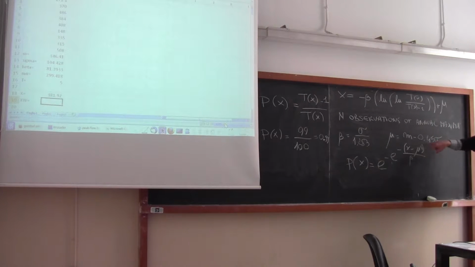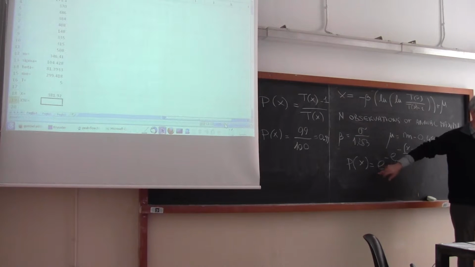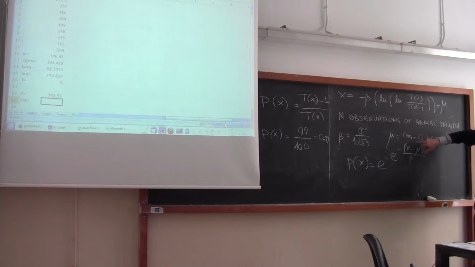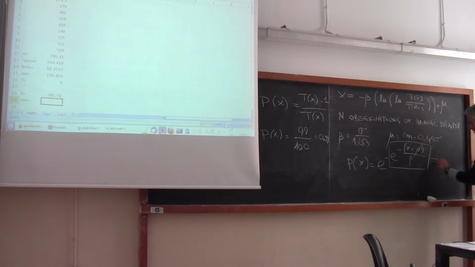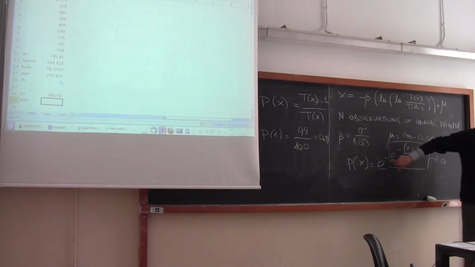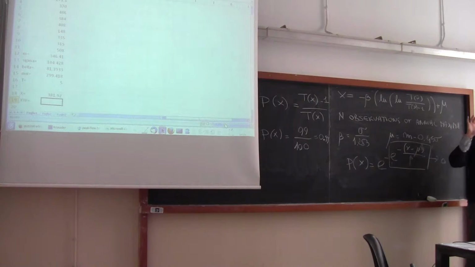So what happens if x tends to infinity? I would expect that the probability of not exceedance tends to 1. Let's see if this happens. If x tends to infinity, we get e to the power of minus infinity here, and so this would tend to 0. E to the power of 0 is 1. So indeed this relationship from a basic physical consideration seems to be reliable.